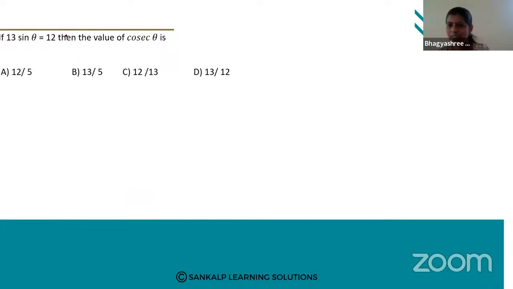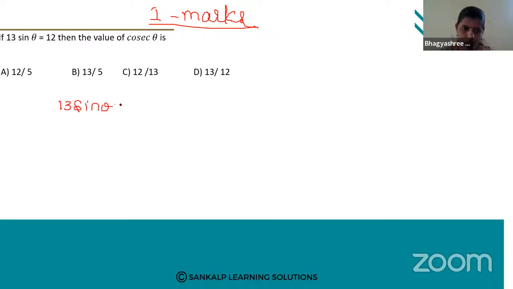Some multiple choice questions are there. Okay, so these are 1 mark questions. See, if 13 sin theta is equal to 12, then what is the value of cosec theta, what they ask? We want cosec theta, right? So sin theta is equal to, transfer this 13 to this side, 12 divided by 13.